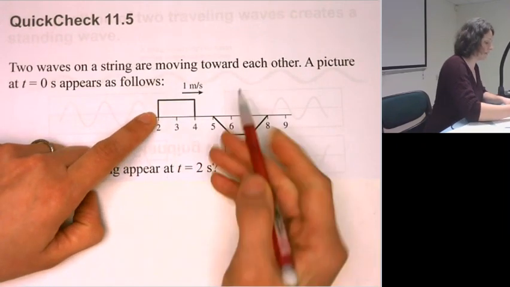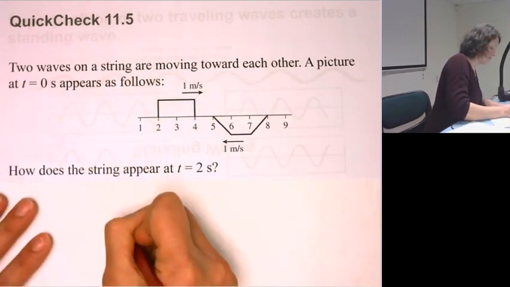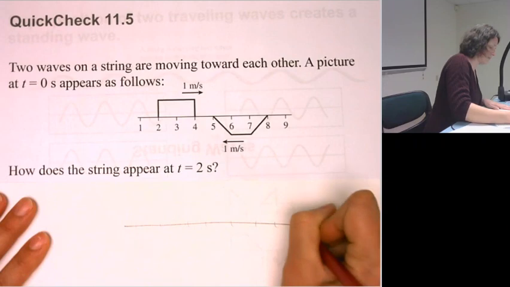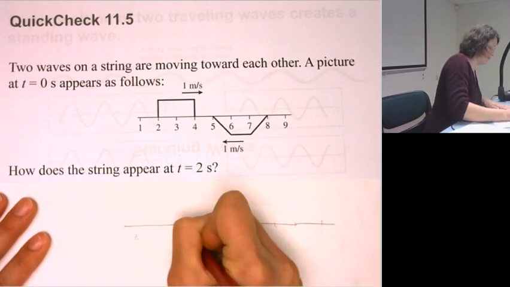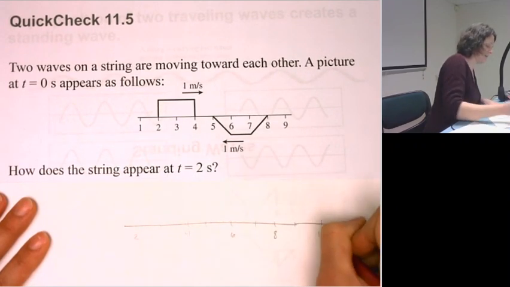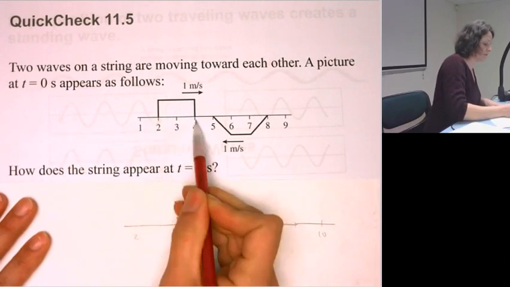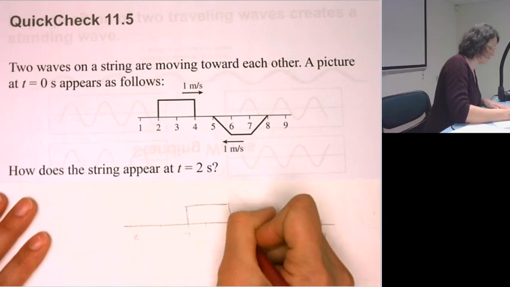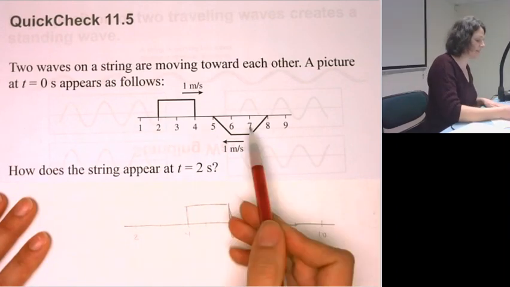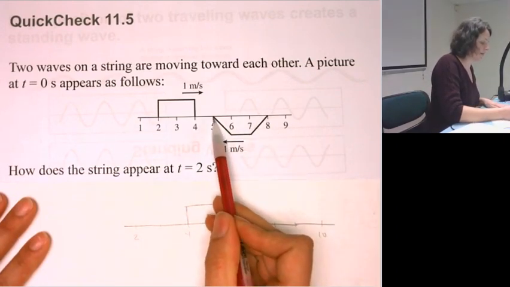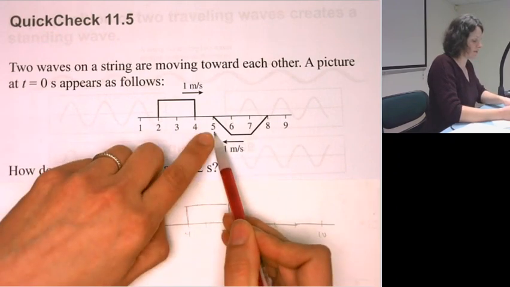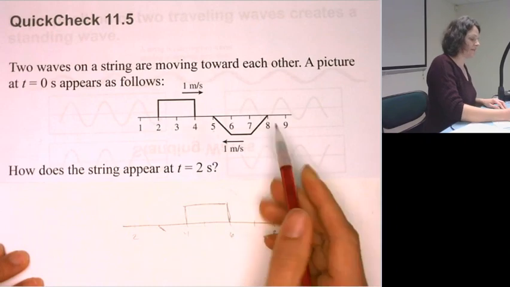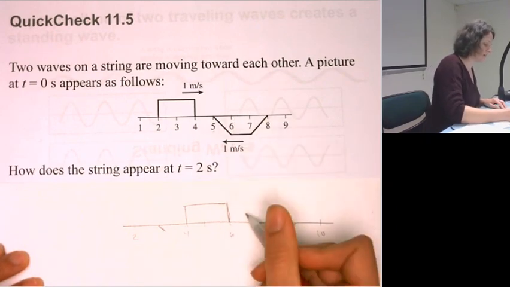So this rectangle here has moved 2, 4, 6, 8, 10. It's no longer from 2 to 4. Two seconds later, it will be from 4 to 6. And now this thing is no longer from 5 to 8. I'm going to subtract 2 off of this. So instead of this being 5, it will be 3, so it's going to go here. And instead of this being 8, it will be 6, so it's going to go here.